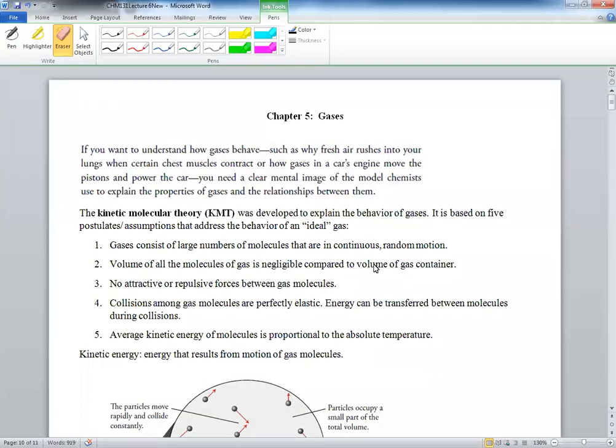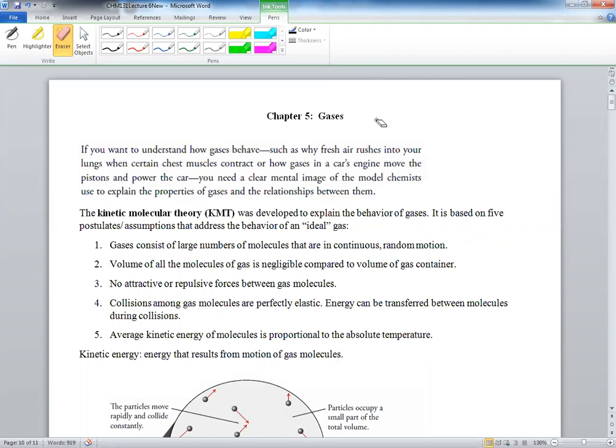Gases. This chapter will describe the behavior of gases. Some of you may think that gases are not as relevant to chemistry as maybe solids and liquids and solutions. However, it is actually very important. So you have gases right now in your body, such as oxygen gas, nitrogen gas, etc.